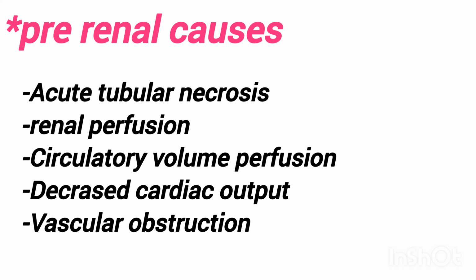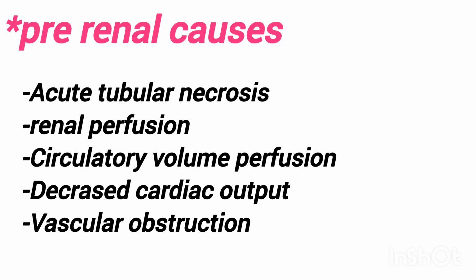That leads to damage of the tube-shaped structures in the kidney, called the tubules, which help to filter out the waste products and fluid. So that is acute tubular necrosis, which is one of the causes of acute renal failure. The next cause is renal perfusion. Renal perfusion means the blood flow in the specific region, that is, the glomerular filtration. If there is any obstruction to this blood flow, that also leads to acute renal failure.